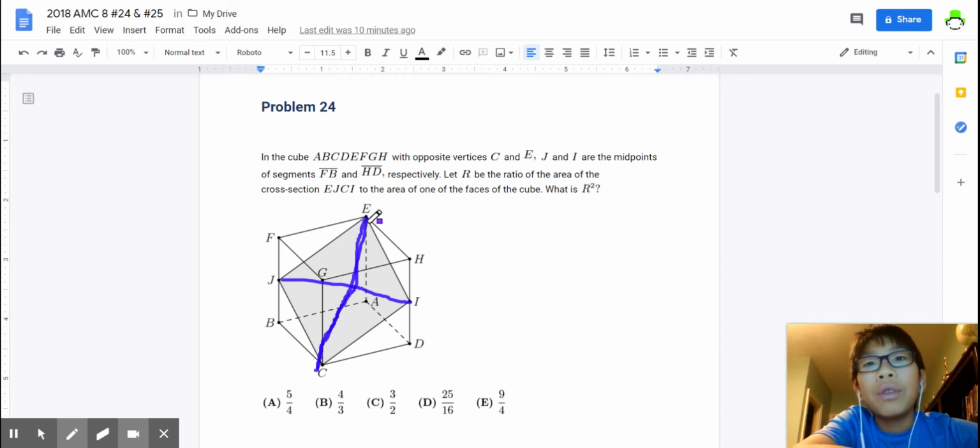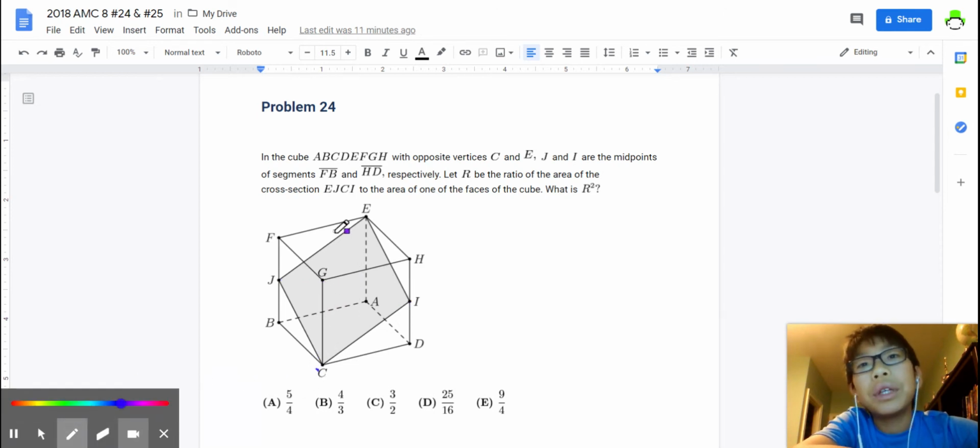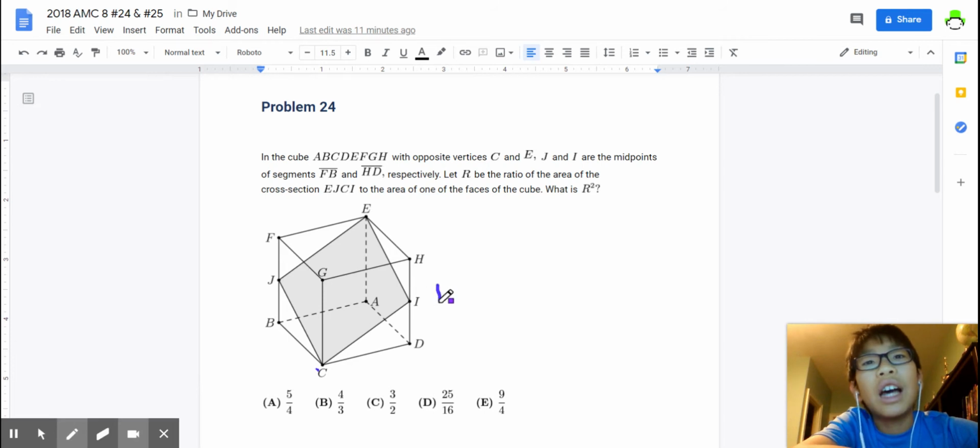So we know that EC is equal to square root 3, because if we say one side is 1, then this is also 1. This is square root 2. So square root 2 squared plus 1 squared equals 3, and then you square root that. So you get EC equals square root 3.